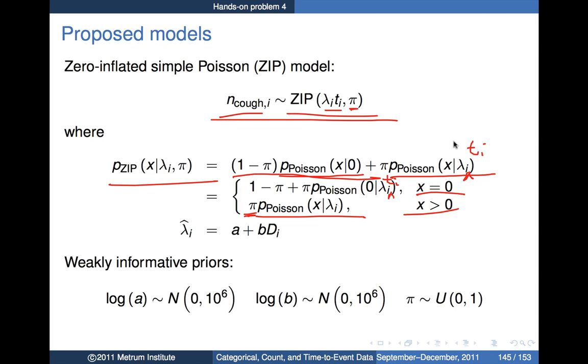Actually, do I want lambda i hat? I do not want a hat. Sorry, you've got too many typos on this slide. Lambda i is just going to be our simple linear model. So we have, again, another 3-parameter model, where now our third parameter is going to be the probability that the observation comes from the standard Poisson distribution.